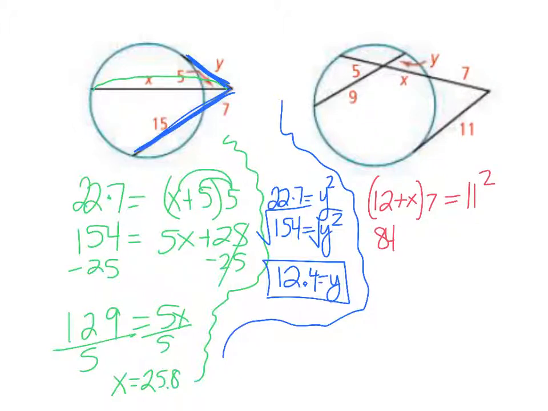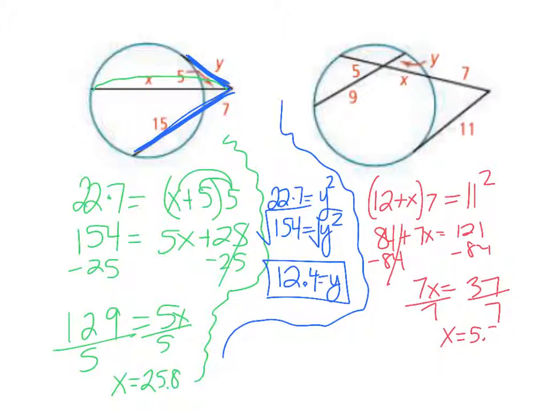So distribute your 7. Subtract your 84. That's 37, divide by 7. So 37 divided by 7 gets me 5.3. Okay, got it. Yep, totally ran out of room. Think I can squeeze this last part in?